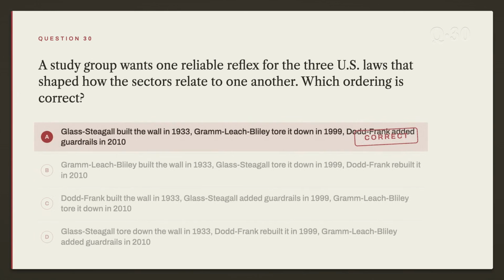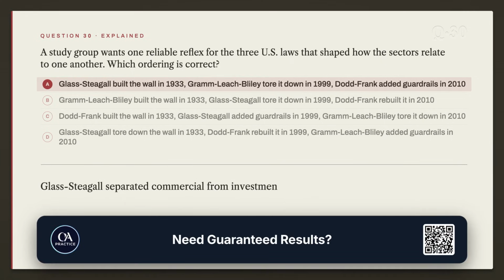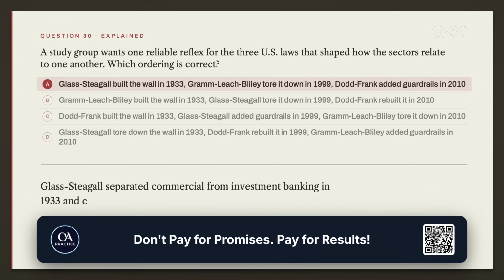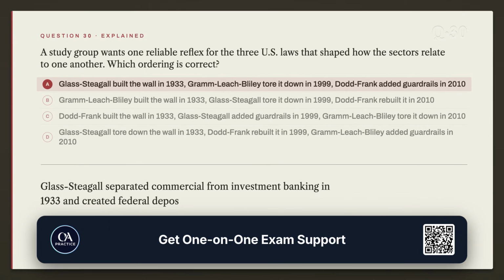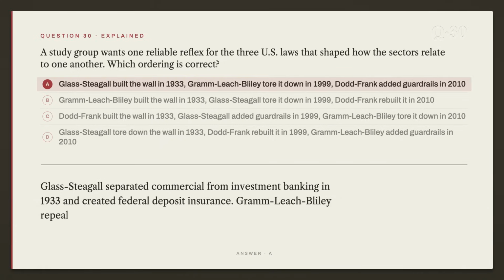The correct answer is A. Glass-Steagall built the wall in 1933. Graham Leach Bliley tore it down in 1999. Dodd-Frank added guardrails in 2010. A is correct because Glass-Steagall separated commercial from investment banking in 1933 and created federal deposit insurance. Graham Leach Bliley repealed that separation in 1999, permitting combined financial holding companies. Dodd-Frank in 2010 tightened rules through the Volcker Rule and higher capital requirements without rebuilding the wall.